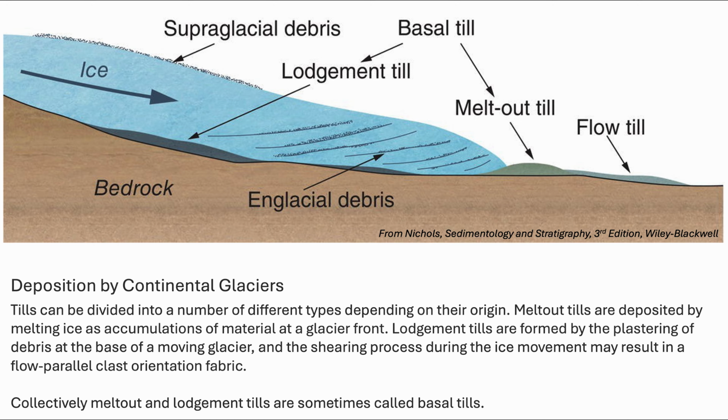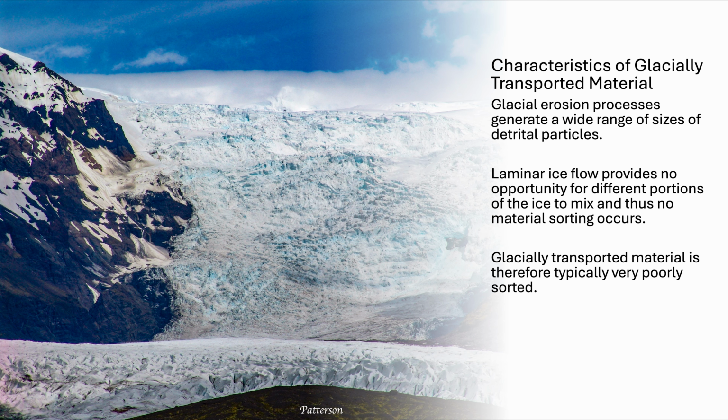Tills can be broken into a number of different categories depending on how they originate. Melt-out tills are deposited by melting ice. As the ice goes away, the material is left behind. Lodgement tills are going to form beneath the ice by pressing debris against bedrock. These two types of till together are known as basal tills. The erosion by glaciers can generate a wide range of clast sizes, as we've discussed in the past.